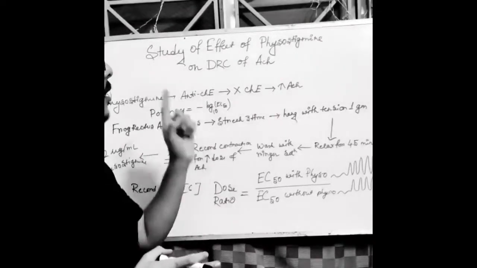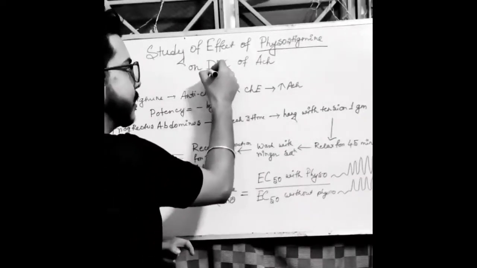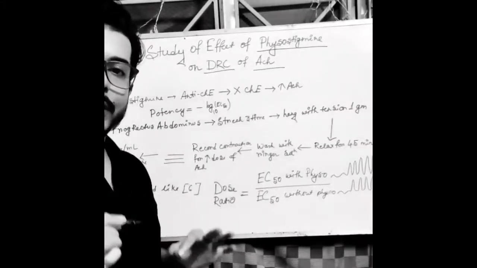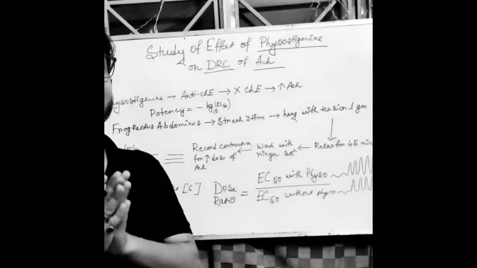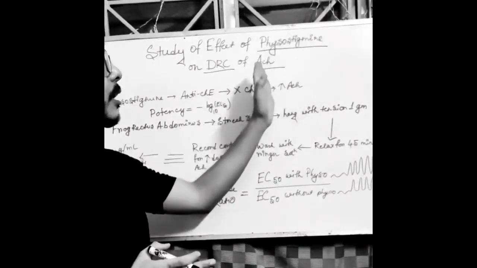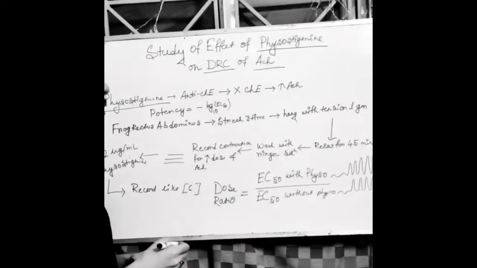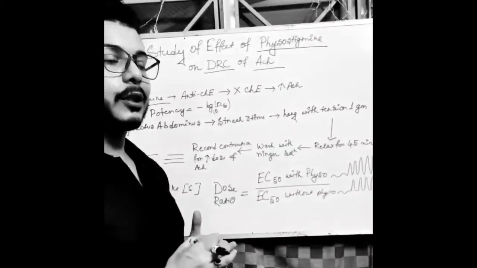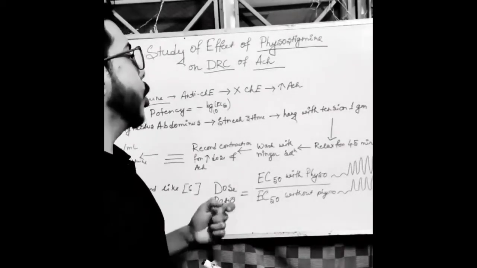So what we are going to study is the effect of physostigmine. This is important on DRC. DRC is dose response curve of ACh, and ACh means acetylcholine. Before we move on to the full process, we should first know what physostigmine is and what acetylcholine is. Physostigmine is anti-CHE. Anti-CHE means anticholinesterase.